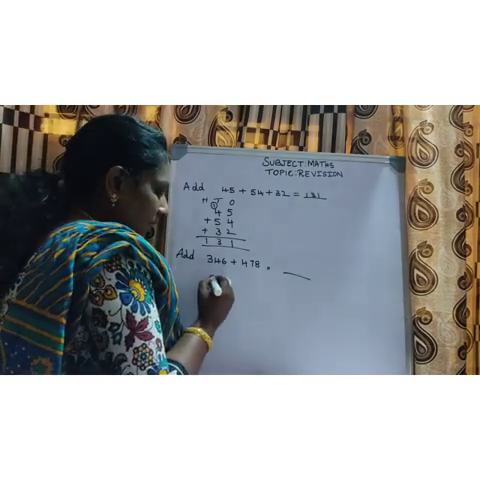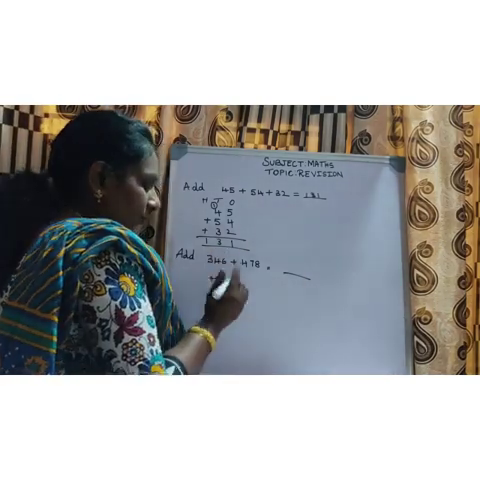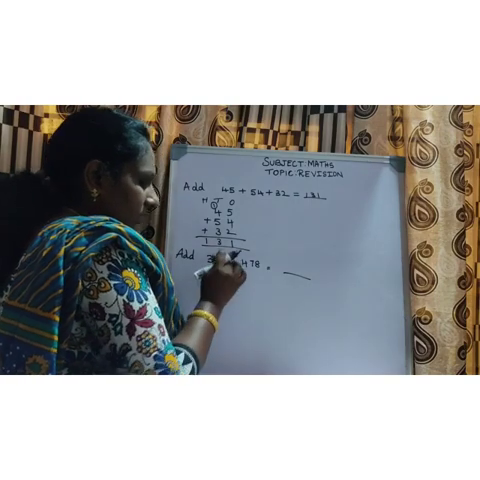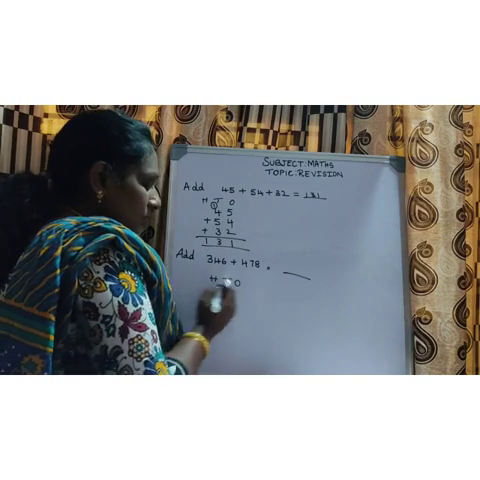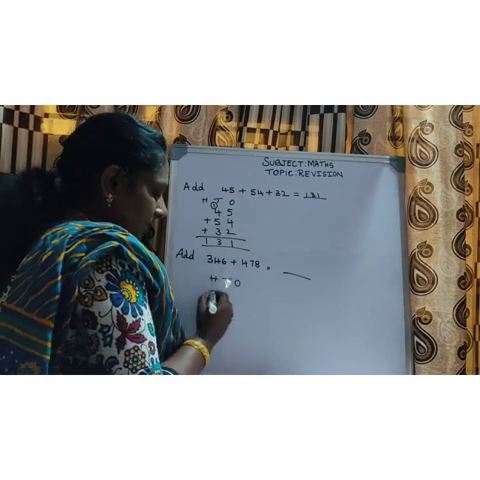Same way, 3-digit addition we are going to see now. So first arrange the number, children. With the carryover, we are going to see 3-digit numbers with the carryover. Okay. So hundreds, tens and ones. First number is what?